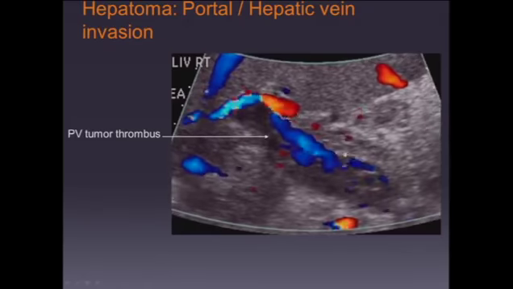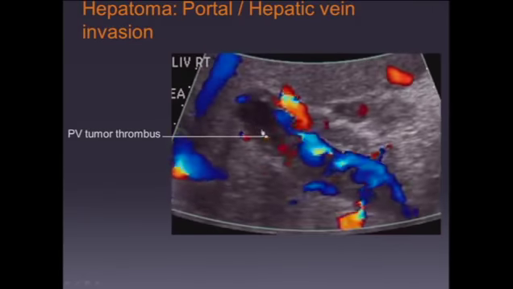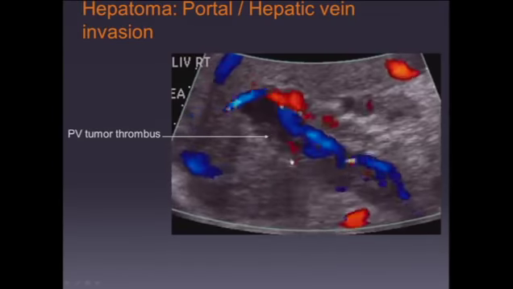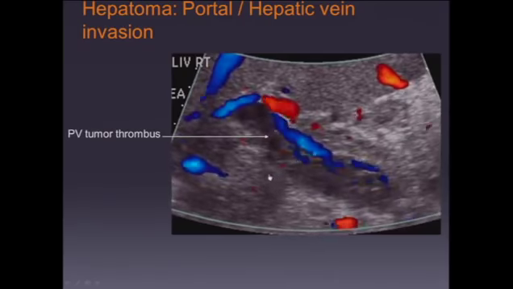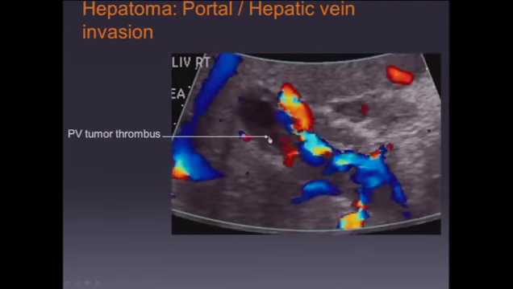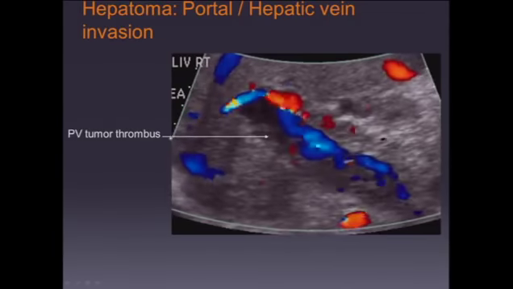As is shown by this color Doppler image, the arrow points towards the thrombosis within the portal vein, but within the thrombus we can actually see little flecks of color, and that's because this is a living thrombus. It's actually tumor tissue, and what we are seeing here is the tumor vascularity within the living thrombus.